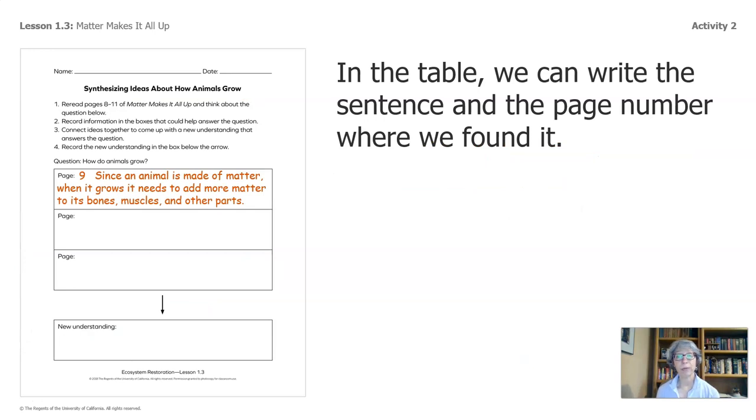In the table, we can write the sentence and the page number where we found it. Page 9, the sentence is, since an animal is made of matter, when it grows, it needs to add more matter to its bones, muscles, and other parts. If you haven't paused the video yet to complete this page, this is a great time to do so.